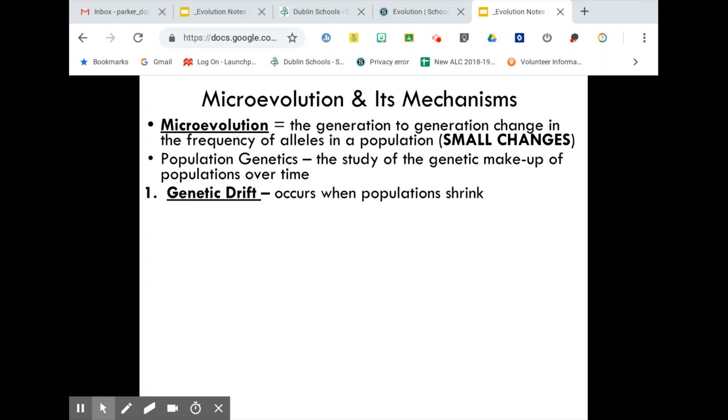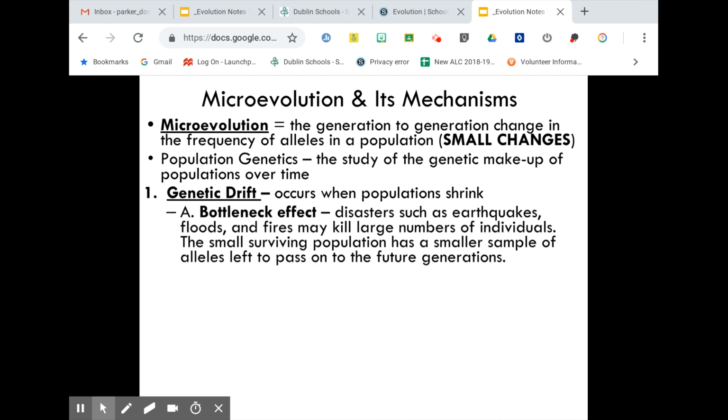And the first is genetic drift. And in this, what happens, populations shrink. There's a couple different examples of this. One is called a bottleneck. In a bottleneck, usually some natural disaster happens, kills a large number of individuals, and as a result, kind of shrinks the gene pool. So there are fewer alleles that are left to be passed on to future generations.